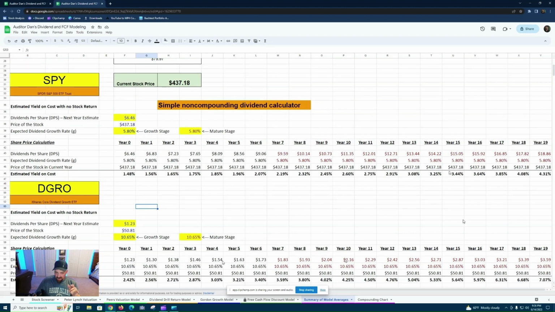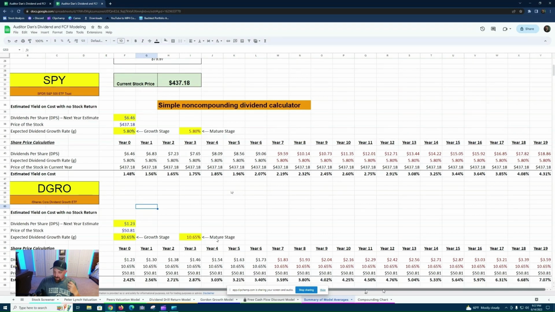when you get out to 10 years, the yield on cost is getting pretty sizable. You're getting to double when you get to 10, 12 years. I mean, you're getting a pretty big difference in the yield on cost on the dividend, because you can see right now SPY, you get about 5.8 growth on that dividend. DGRO, you're getting almost 11%.